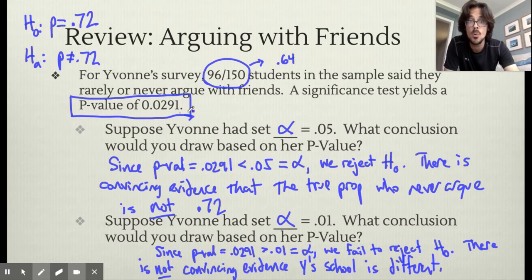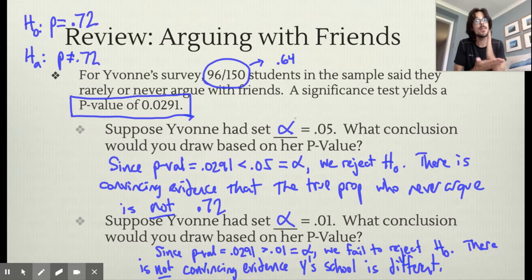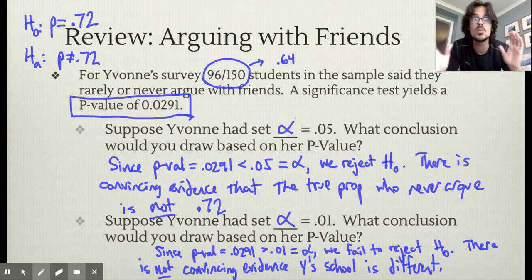A 2.9% chance of happening isn't super common. It's just a matter of where you draw that line in the sand before you start your problem, how strong evidence needs to be before you're convinced. When you do these, you cannot change alpha after the fact. So let's say you go in saying, oh, I want alpha to be 0.05, but then you change it later. You can't do that. You set what will impress you beforehand, and then you base your conclusion on what you established.